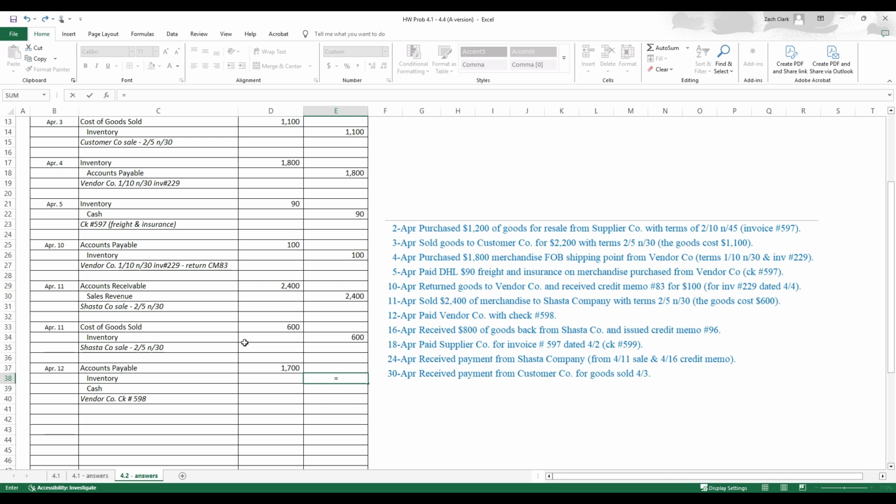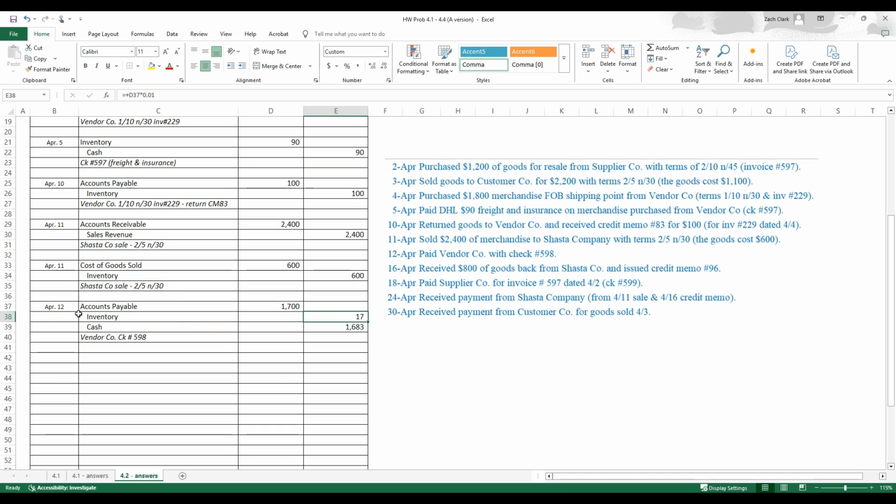We'll do it a little different from 4.1. We started with cash. Let's do the inventory. Let's do the discount first. So we'll just take that times 0.01. So $17 discount, which is reflected as a reduction in the inventory value. And then we can take the difference between the two to show what our cash payment is actually going to be. So we get to pay less cash because we took a discount. And since we're paying less cash, the value of the inventory is just worth what we paid for it. So it's lower than it would otherwise be if we didn't take the discount. Okay, that was the 12th.